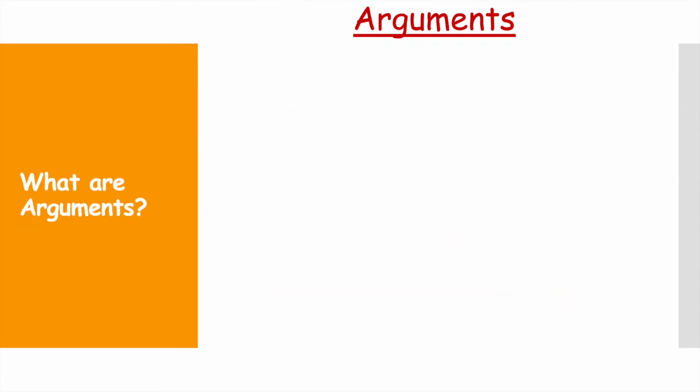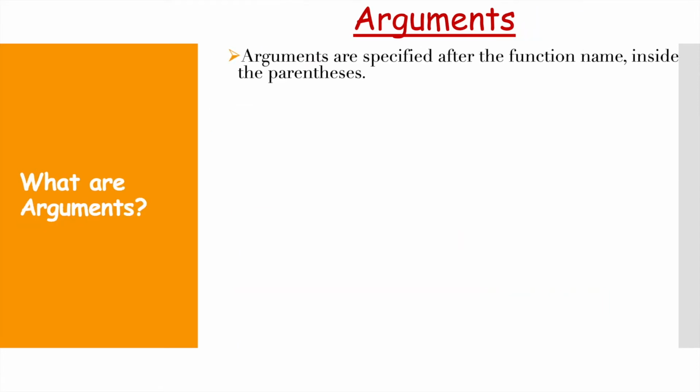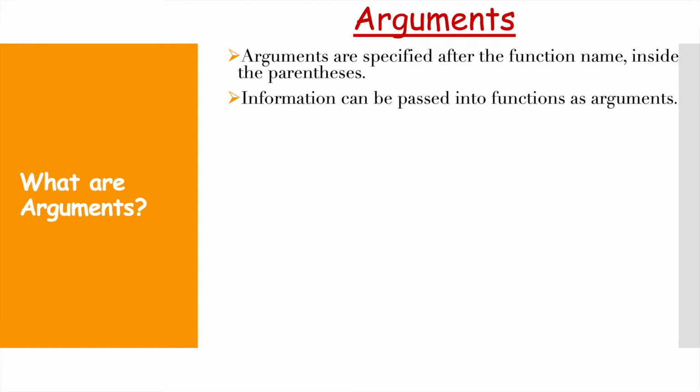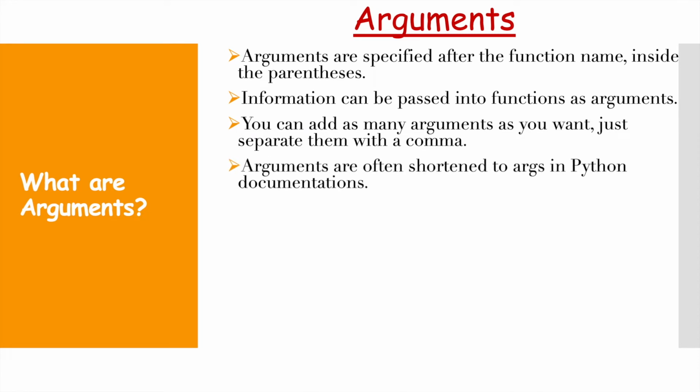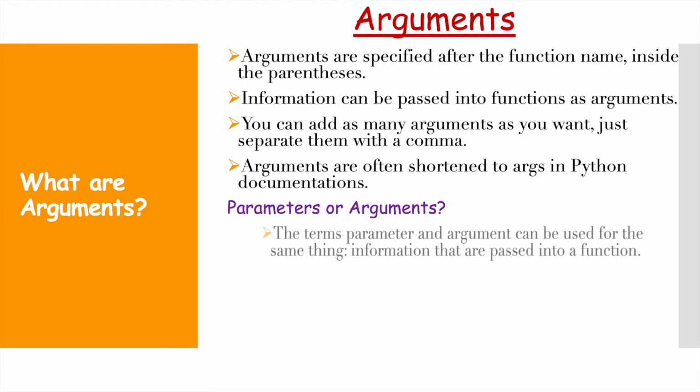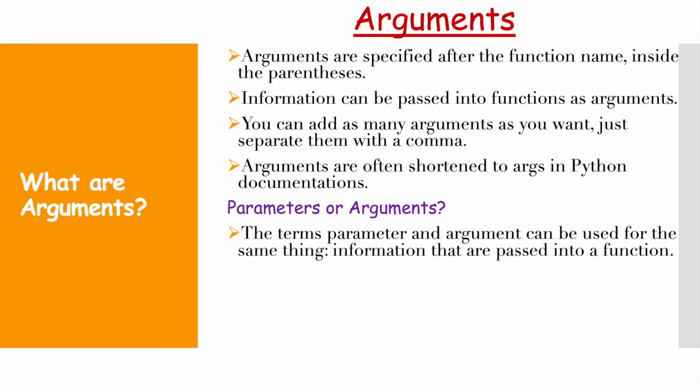Now let's see what are arguments in a function. Arguments are specified after the function name inside the parenthesis, just as I have told you earlier. Information can be passed into the functions as arguments. You can add as many arguments as you want, just separate them with a comma. Arguments are often shortened to args in Python documentation. The terms parameter and argument can be used for the same thing, that is information that is passed into the function.